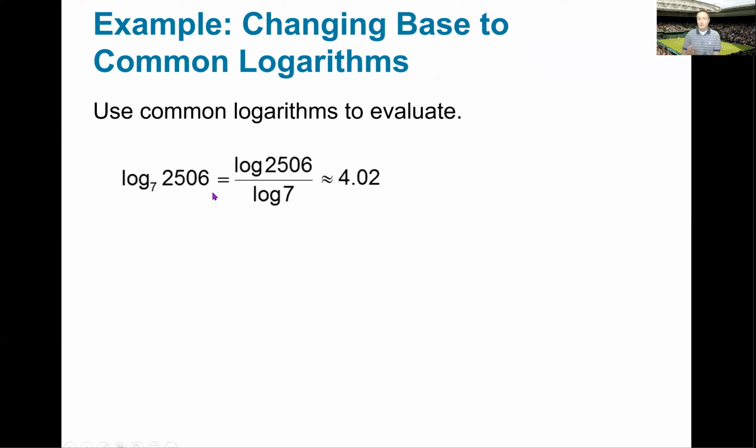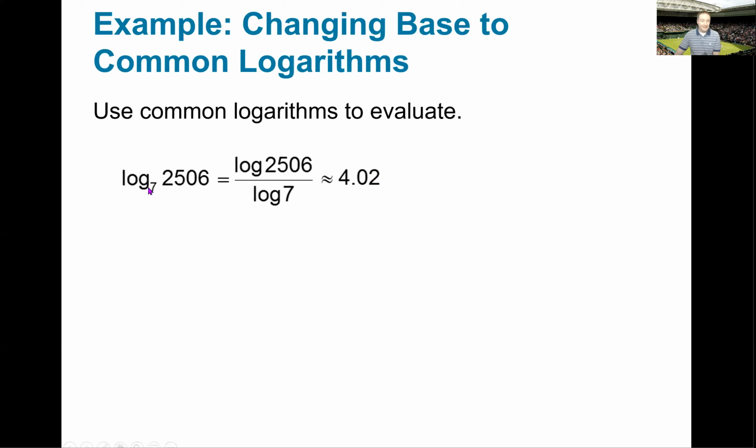Now, showing an example of that, if I'm trying to find out what the log base 7 of 2,506 is, please remember, what this is trying to get you to see is what power of 7 is 2,506? That's literally what that logarithm is asking you. What would I need to raise 7 to in order to get a 2,506? Well, just thinking about it, I should know it's a little bit more than 4. My powers of 7, I would have 7 to the first is 1, 7 to the second is 49, 7 to the third is 343, 7 to the fourth is just a little bit less than 2,506. So I'm not surprised that that answer is a little bit more than 4.